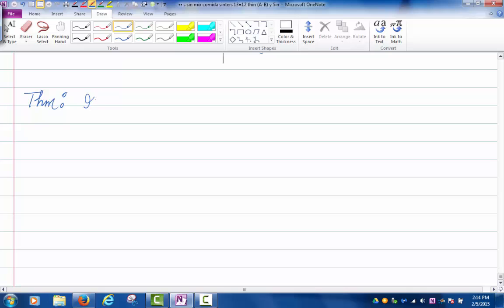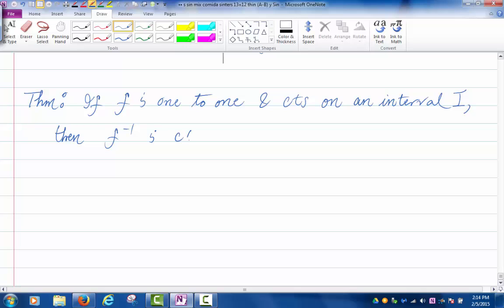And that fact is if f is 1-to-1 and continuous on an interval I, then f inverse is continuous on the interval J, which is basically the output values corresponding to I. So when I write that, I mean that under f, you look at all the output values of the elements of I. That's going to be an interval, and f inverse is continuous there.